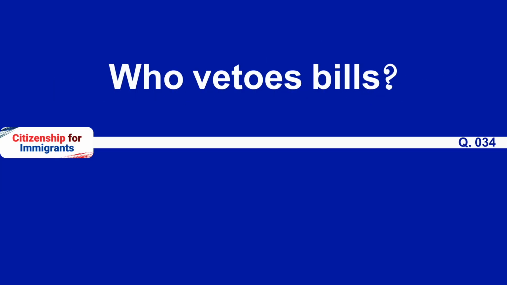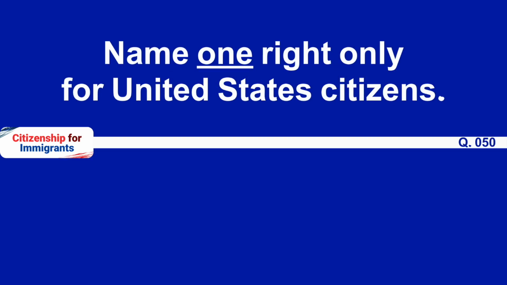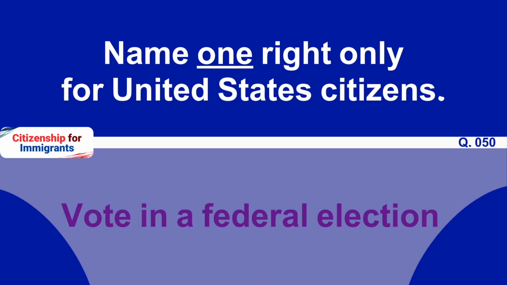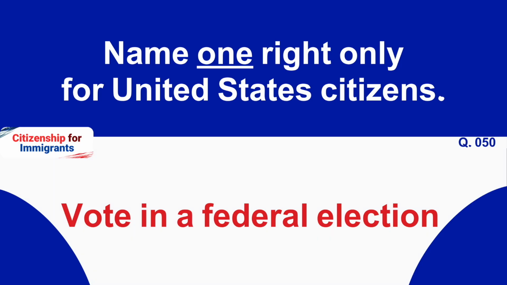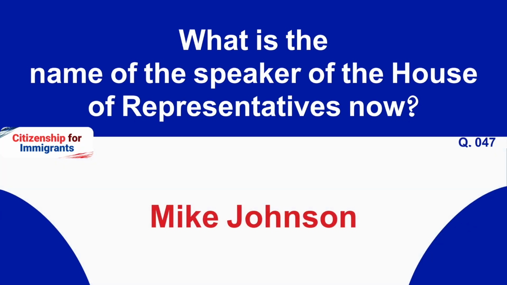Who vetoes bills? The President. Name one right only for United States citizens. Vote in a federal election. What is the name of the Speaker of the House of Representatives now? Mike Johnson.